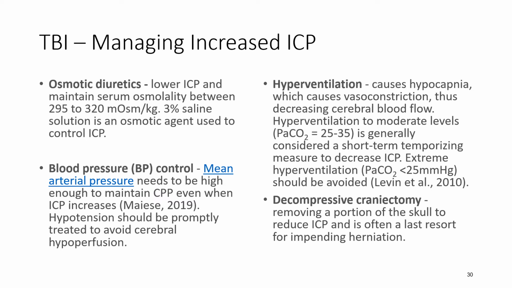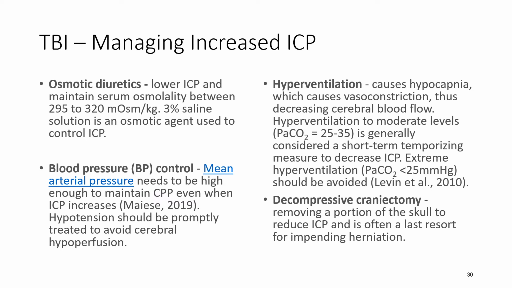Vasoconstriction is what we're looking for, and that might sound counterintuitive, but we need vasoconstriction because vasodilated or dilated blood vessels are going to increase the intracranial pressure. So we're looking to lower the CO2, keep the vasoconstriction in place, and thereby decrease a little bit the cerebral blood flow to the point that it does not cause an increase in pressure.